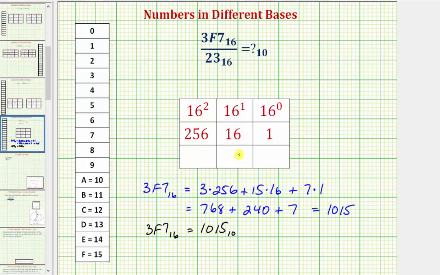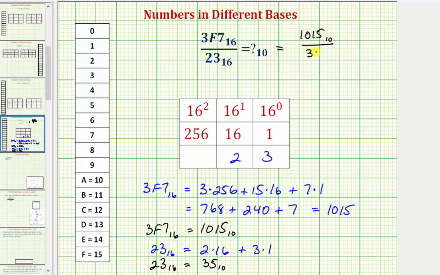So for 23 base 16, we have a 2 in the 16's place value and a 3 in the 1's place value. So 23 base 16 in base 10 is equal to 2 times 16 plus 3 times 1, and therefore 23 base 16 is equal to 32 plus 3, or 35 base 10, which means this quotient is the same as 1015 base 10 divided by 35 base 10.